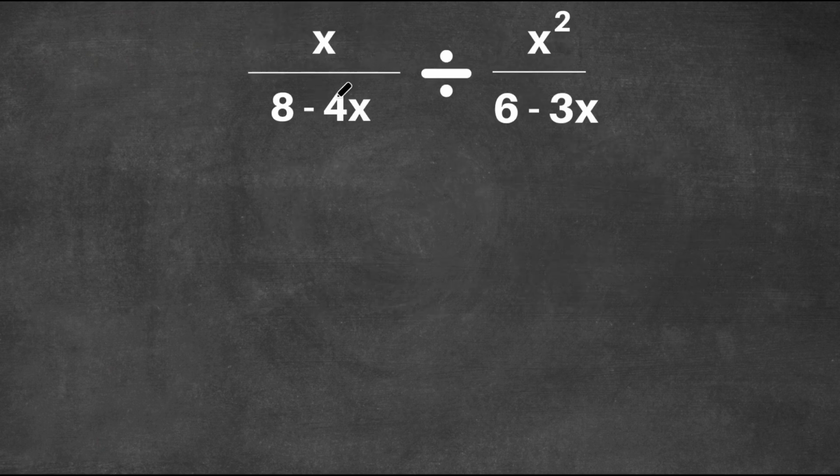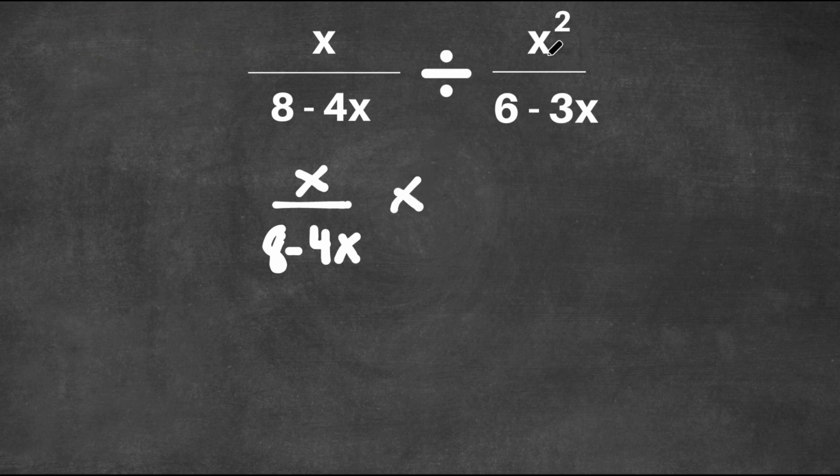Next problem, we have x over (8 minus 4x) divided by x squared over (6 minus 3x). And now we're going to use the same concept which we used in our previous problem. Let me first write our first expression here, x over (8 minus 4x). And now remember, we're going to change our division sign to a multiplication sign. And now we're going to find the reciprocal of this, which is simply (6 minus 3x) over x squared.